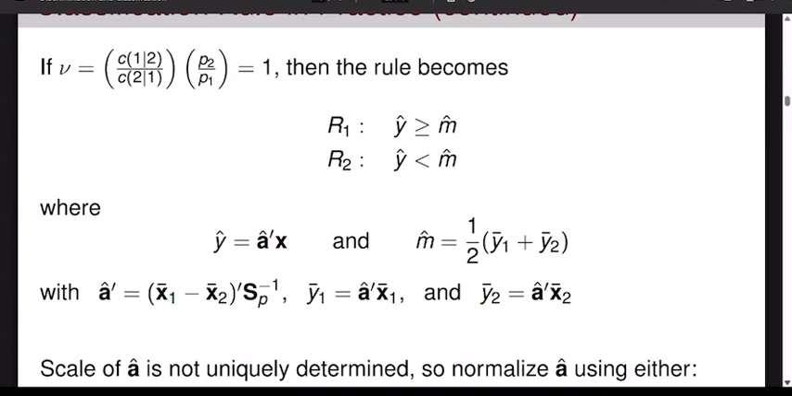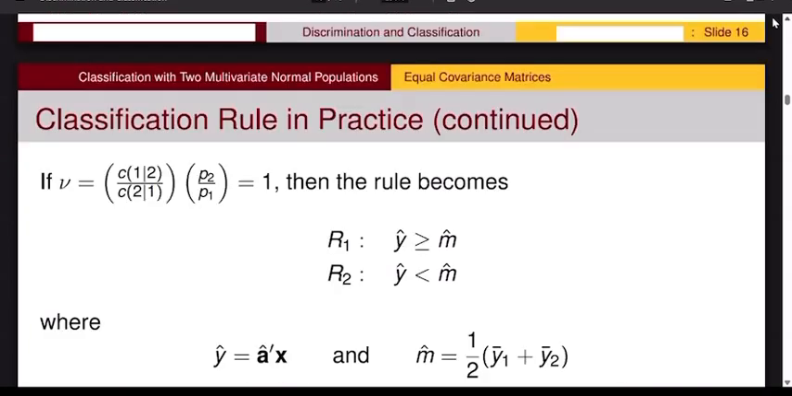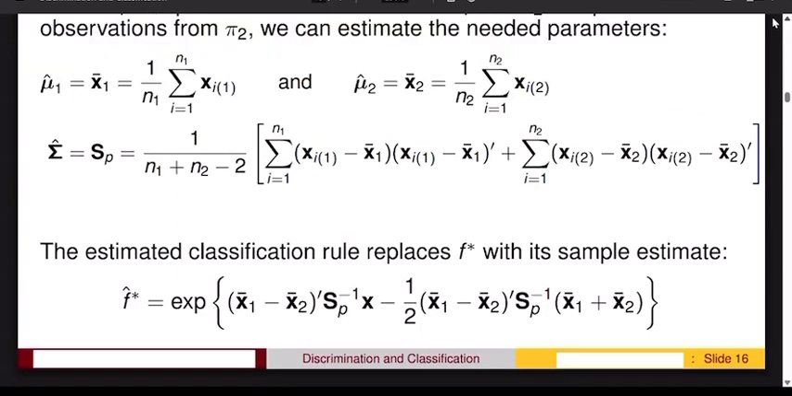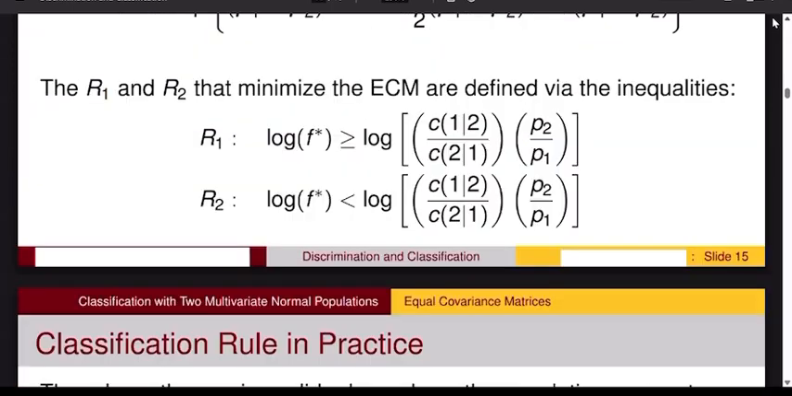Now the question is, what is my y cap? Oh, okay. My y cap is a linear combination. You remember in this course, we talk about linear combination, right? Now, y cap is a cap x, and m cap is the midpoint of the averages. Okay, where is this coming from? It's actually coming from the derivations that we did the other time.